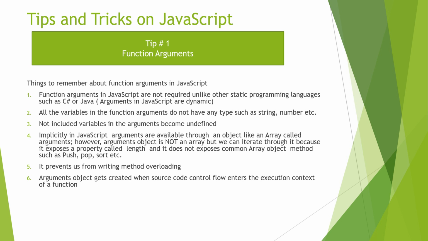And the most important thing is that the arguments object becomes available when your flow of execution reaches the method invocation point. For example, let's say you have a method called doSomething. When it reaches doSomething right here, that's when the arguments object becomes available, and only at that point. That is very important to understand.